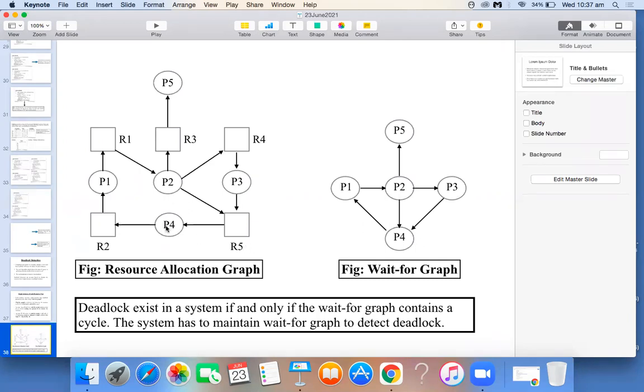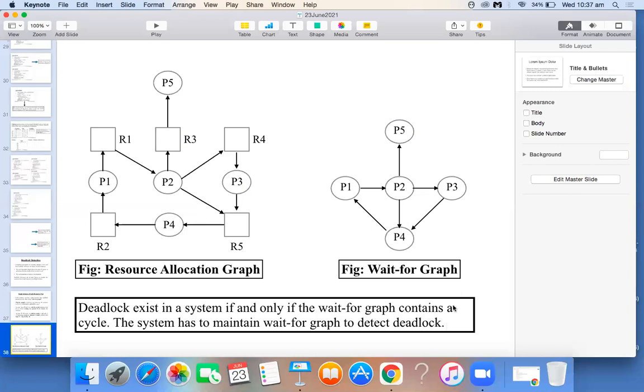Lastly, we have an edge from P4 to R2 and R2 to P1. How can this be written? P4 to P1. Correct. That's it. So by removing all the resources from your resource allocation graph, we have constructed a new graph. That graph is called the wait for graph. Hope you understood now how we have created the wait for graph.